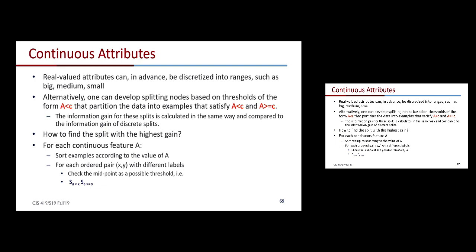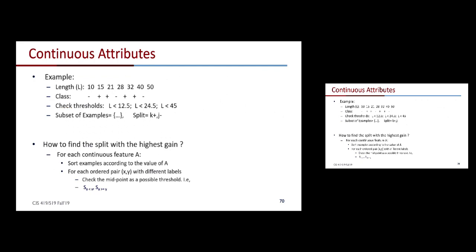So one simple way to do it, not the only one, is to do it in a data-dependent way. You take your examples and sort them according to the value of A. Then for each ordered pair X, Y where the label is different between example X and example Y, you choose a value in the middle, say the midpoint, because you have no more information than that, and define two variables this way. So it's going to look something like this.